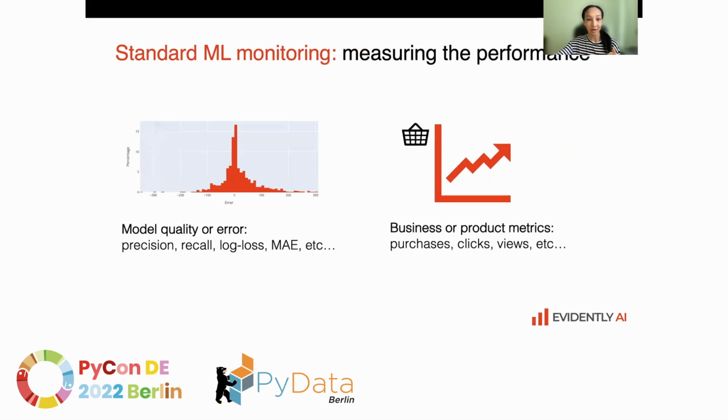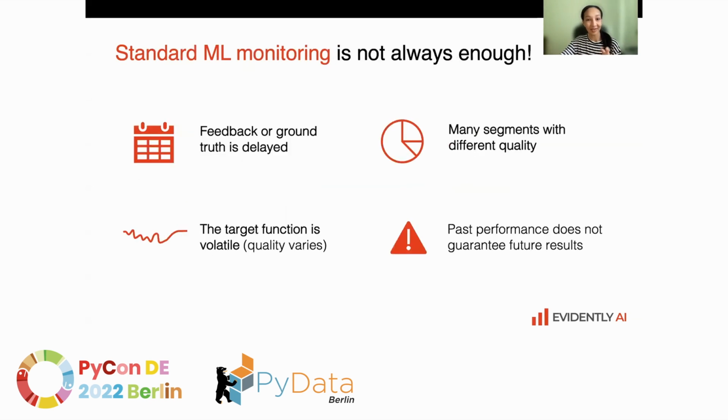And the standard answer is monitoring. Basically, when we monitor machine learning models, we either measure model quality or error, and it's even better when we understand how exactly the model interacts with the business process. In this case, you can also monitor things like product metrics, like purchases, clicks, views, etc. But it's not always enough. I'm going to give a couple of examples where we cannot just rely on standard machine learning monitoring, which is quite nice for a lot of cases, but not all.